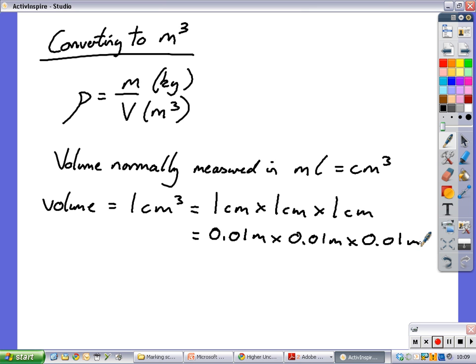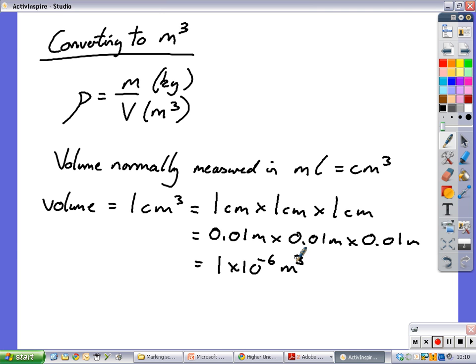So if we multiply that out, what we get is 1 times 10^-6. So therefore, 1 centimetre cubed equals 1 times 10^-6 metres cubed. 0.01 by 0.01 by 0.01 is 1 times 10^-6 metres cubed. So whatever you have in centimetres cubed, to convert it into metres cubed, you multiply by 10^-6. That'll get you a correct answer. So you just multiply by 10^-6.